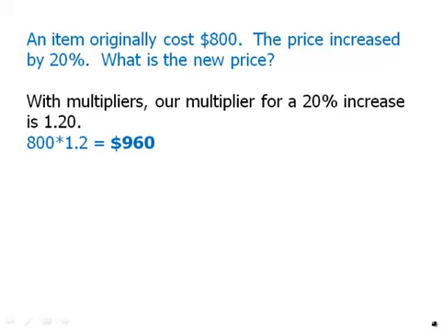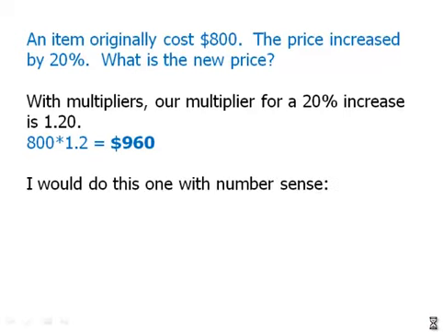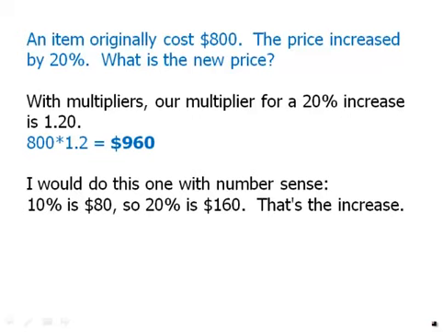Now I might do it this way with a multiplier, or I might do it just with some number sense. I know that 10% is 80, 20% is 160, so in other words we're adding 160, 800 plus 160 is 960. That's another perfectly good way to do this.